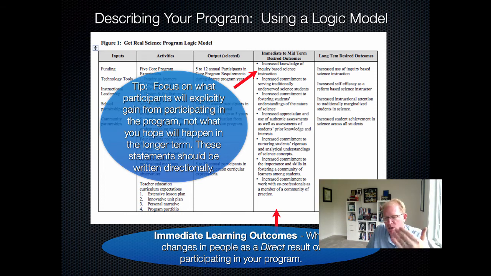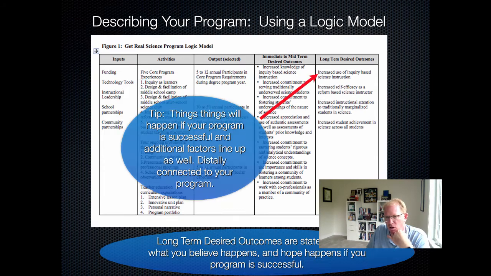And so these literally are the immediate outcomes, what actually changes for people as a result of participation in the programs. And of course, then the long-term outcomes is usually what the policy is aiming for, which is we want to increase inquiry-based science instruction. We want to increase the ability of instructors to do inquiry-based science instruction. We want to engage traditionally marginalized students in science. So those are examples of long-term outcomes, and they connect, right, logically across these fields.